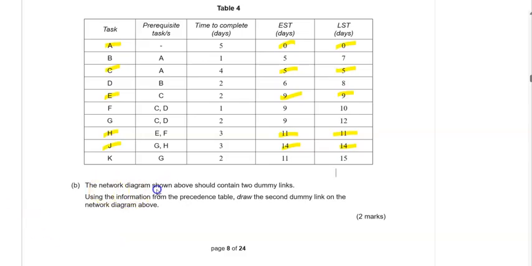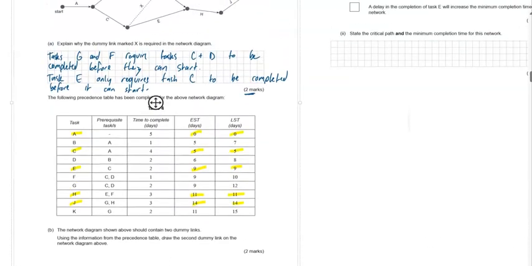It says here the network diagram shown above should contain 2 dummy links. Use the information from the precedence table, draw that second dummy link on the network diagram above. Now, when we were looking previously at that dummy link that they gave us, this one here, X, you can see that it was a continuation of task C. Now, if I look at the table, task C appeared here by itself, but then appeared with task D for 2 other tasks. So that's what we're looking for to work out where that other dummy link will be.